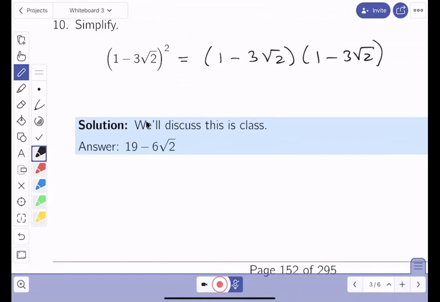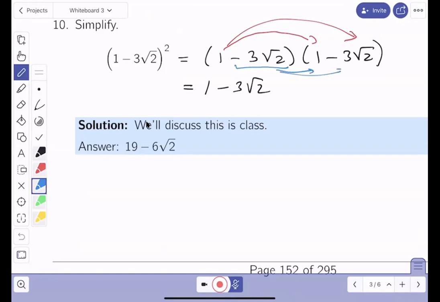I'm going to use the distributive property of multiplication. Maybe in time you can write the answer down without doing work, but I don't think we're at that level yet. Let's do the multiplication. What do you get? 1 minus 3 root 2. Someone says, what did you just do? I distributed the 1 across those two terms. Now, what am I going to do? I'm going to distribute this across these two terms, one at a time. And what do you get?